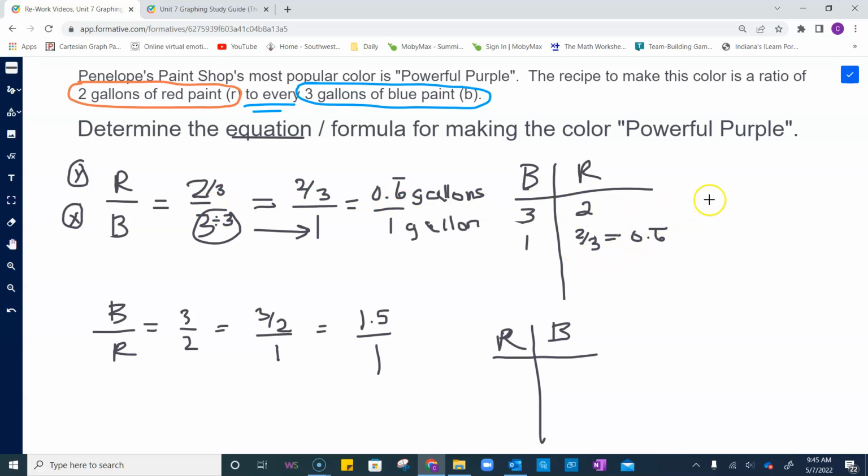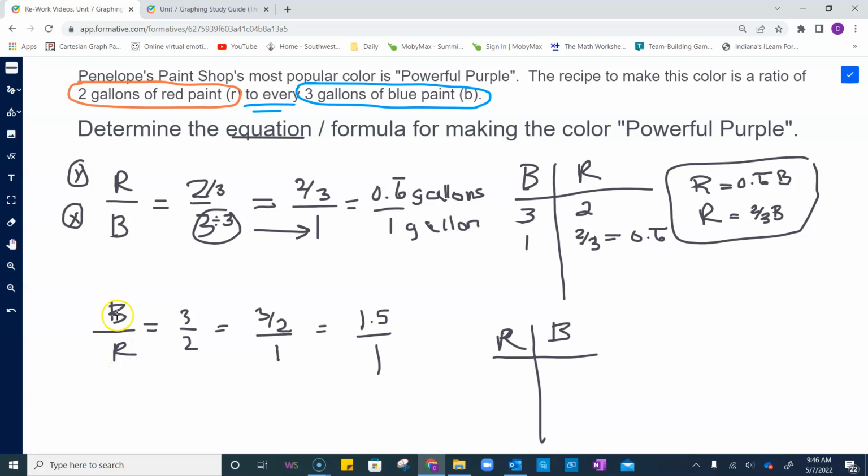So if we're finding all that out, what we find is to get the red paint, your K value for the table, the slope, the constant of proportionality, is 0.6 repeating times blue. Or you can say that to get red, it's going to be 2/3 of blue, 2/3 times blue. So that would be your equation, if you chose to use the 2/3 ratio.